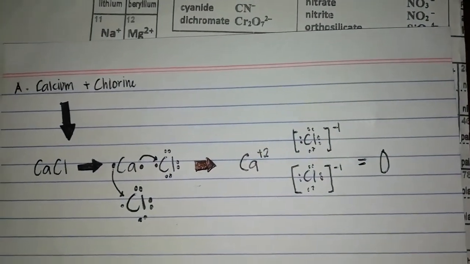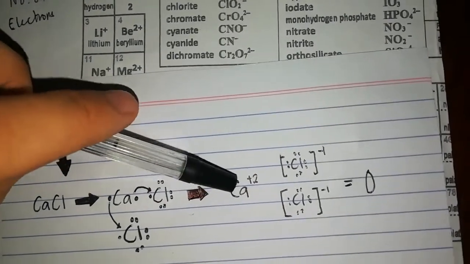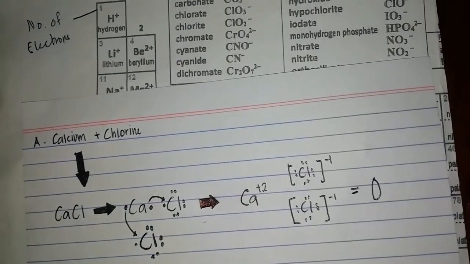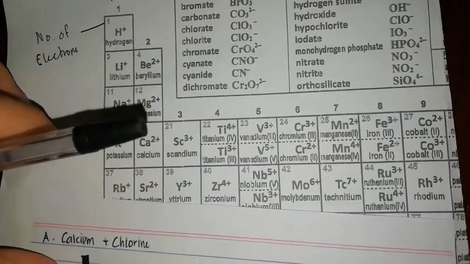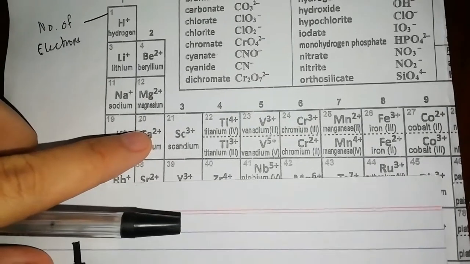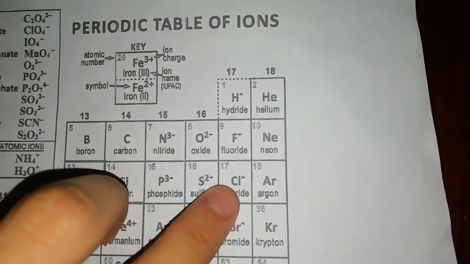So as we can see, the +2 is what we said earlier: the calcium has a +2 charge, and the Cl has a negative charge, as you can see here, right? Okay, so that's how we get the solution.